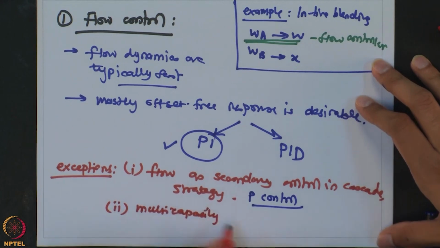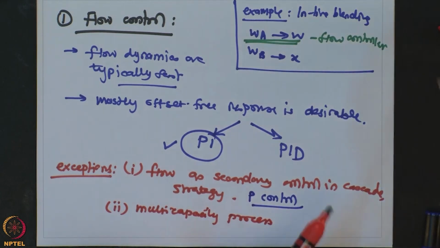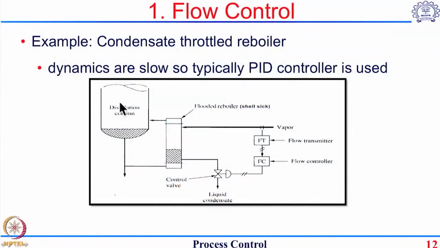On the other hand, sometimes this flow is also part of a multi-capacity process. An example is shown here. You can see that this is the bottom of the reboiler, and we are trying to control the flow of steam which is going to the reboiler. This is a condensate throttle reboiler, also known as a flooded reboiler, where the amount of steam which goes into the reboiler is controlled by the amount of heat transfer which is going to happen.